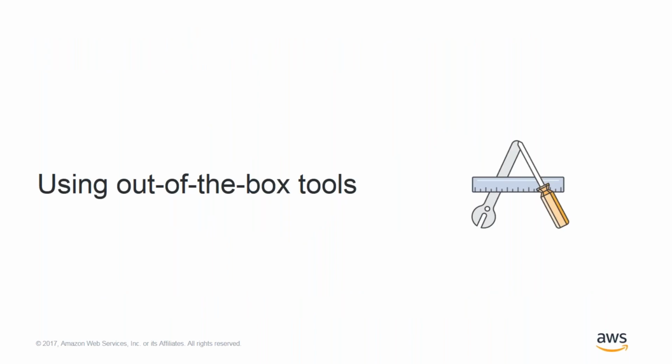The second is using out-of-the-box tools. So many engineers and engineering teams like building things. I'm myself an engineer, I love building things. However, from a time efficiency perspective, you may want to use out-of-the-box tools to build things that drive business value as opposed to building things that help with optimization.